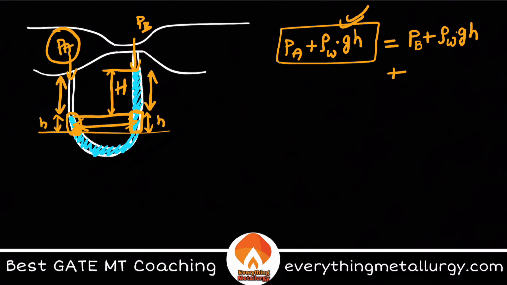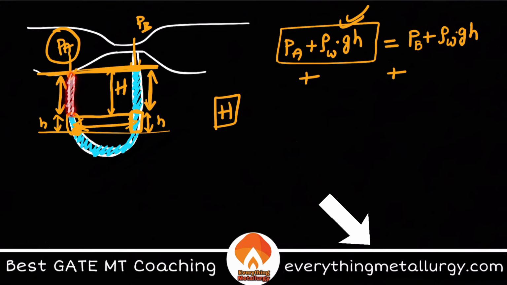Okay, so till here we can easily say that PA and PB are there, but what about this H? So this H must also be taken care of. So on the A side, what do I have? I have air only. I don't have any water or any liquid present. So what I can write is rho A into G into height capital H, right? This is what we have on this particular A side.